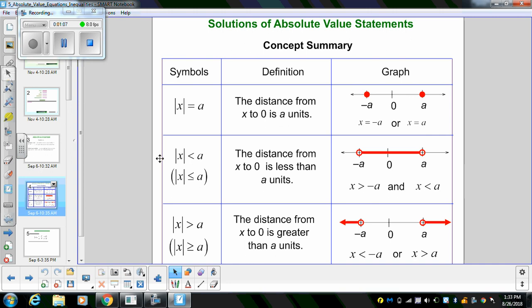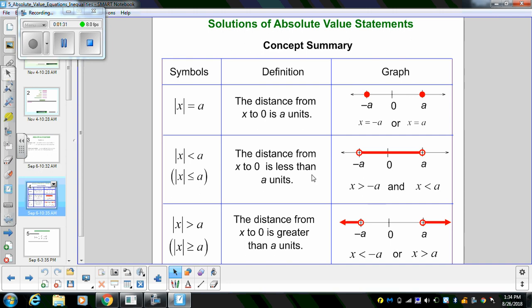This is the absolute value of x is less than a. It can also be the absolute value of x is less than or equal to a, which is still the distance from x to 0 is less than a units. Right, so it can look like this. And then we also have the greater than, which just means the distance from x to 0 is greater than a units, which again can look just like this.